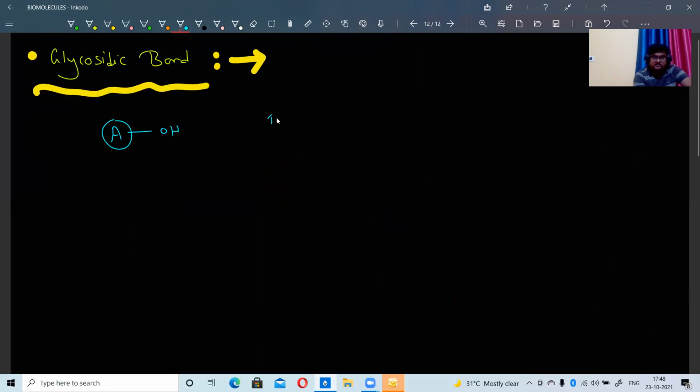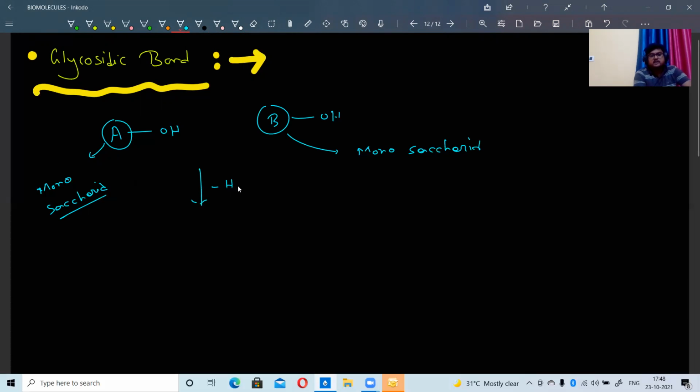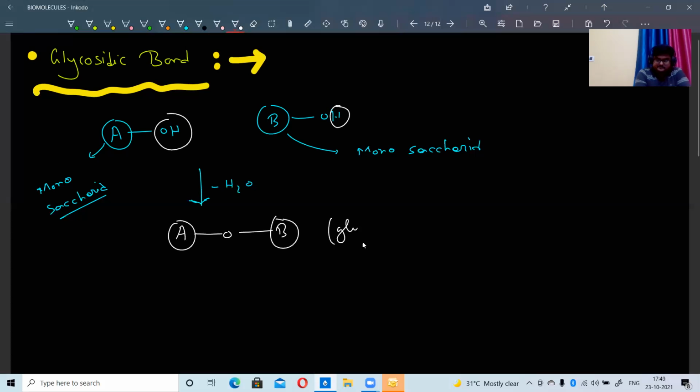A-OH present, B-OH present. Remember one thing, A is one monosaccharide and B is another monosaccharide. Glycosidic bond means removal of water takes place. Now, after removal of water, what do you get? OH and H elimination takes place. Now what you get is A-O-B. This is called glycosidic linkage.